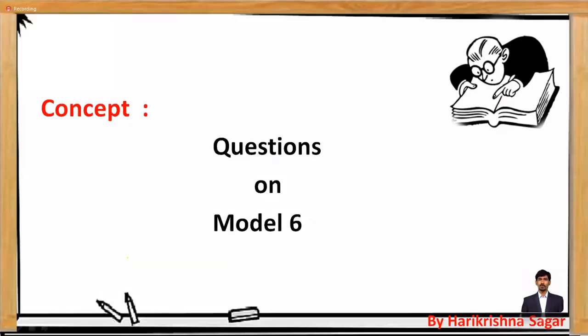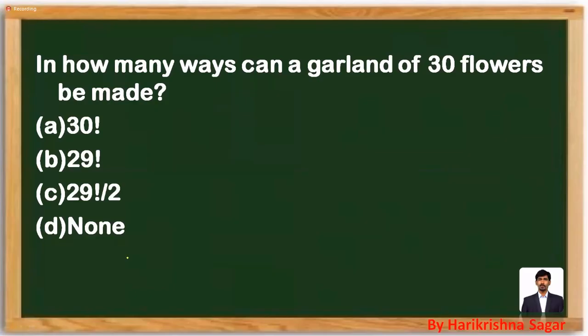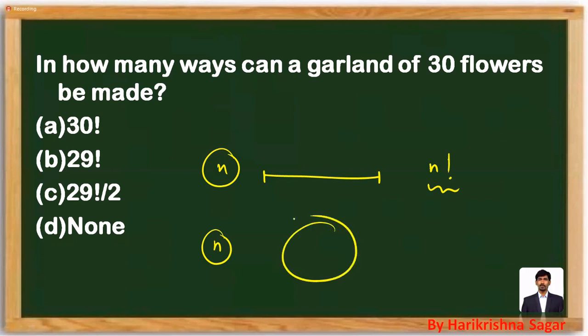So next model question. This is a circular arrangement. Do remember a point. Whenever n elements are arranged in a line, that can be done in n factorial ways if the n elements are distinct. If you are arranging n elements in a circle, because we don't have a specific starting point, we can do this in n minus 1 factorial. If it is a garland, it will look the same this way or this way. That's the reason it is half of the number of arrangements.